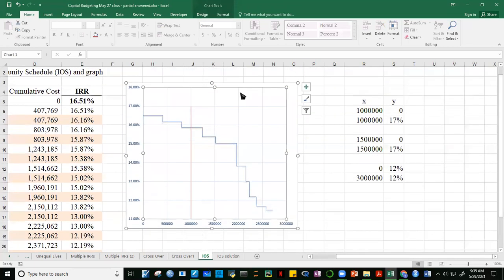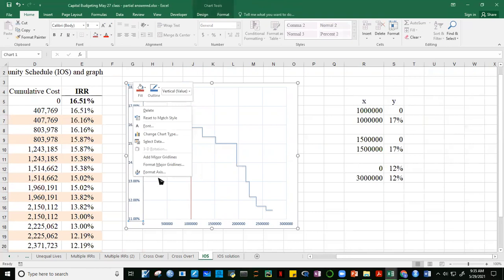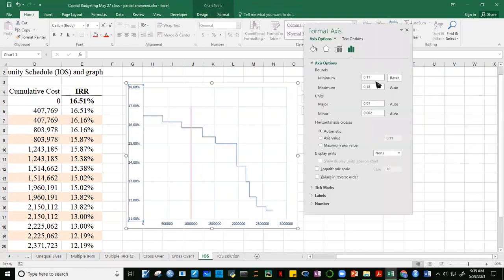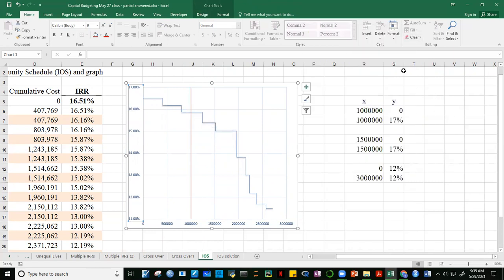So the Y axis increases. Let me just format that, format axis, and then I'll make the maximum 17%. Enter. There. So here we can see the vertical line. If the budget is 1 million, we can only include project H and project G.